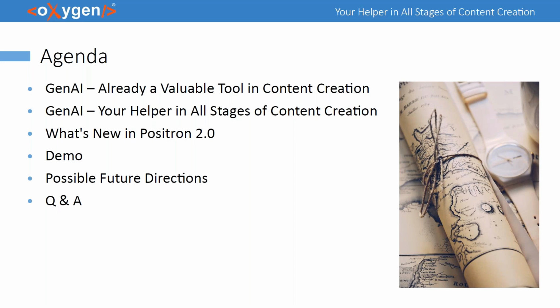So in our agenda for today, I'm going to start by trying to show you how generative AI is already a valuable tool in content creation. Then I'm going to give you some very specific examples about how GenAI, and more specifically Oxygen AI Positron Assistant, can be your helper in all stages of content creation. I will mention what's new in Positron 2.0, and I'm going to demonstrate many of the new things. And then just before the Q&A time, I want to also mention some possible future directions.